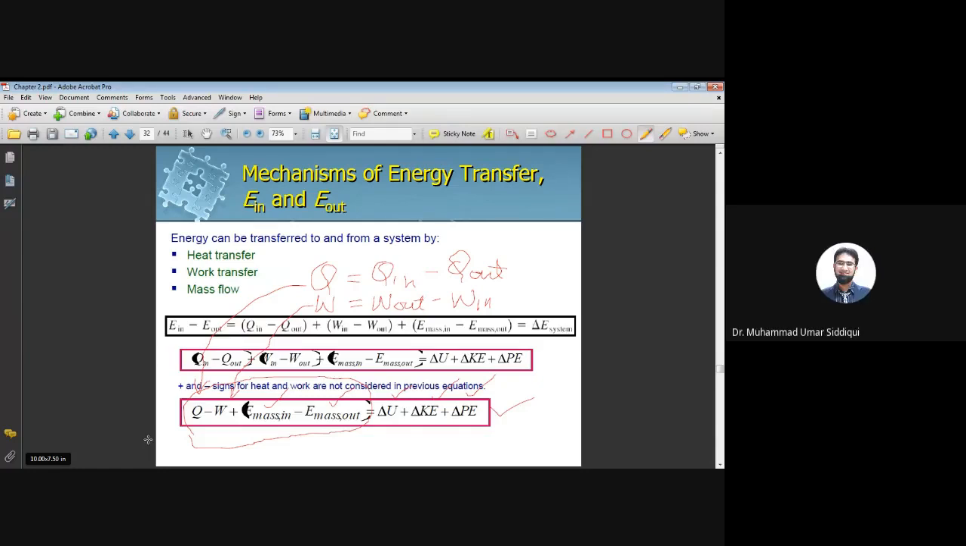This is the fundamental equation which is now going to be the main starting point for analyzing different thermodynamic systems in the subsequent chapters. We are in chapter number 2 in this course, and we are developing this equation. After that we are going to apply it to different systems, like closed systems and open systems, in chapters 4 and 5 in the next weeks. If anybody wants to ask anything so far, you can ask.